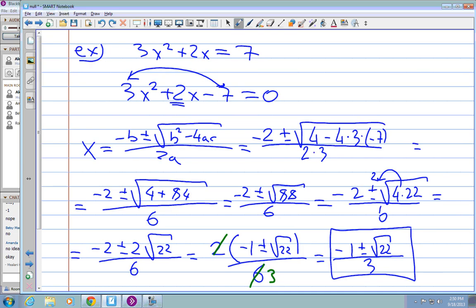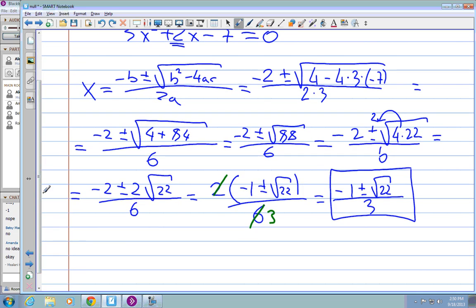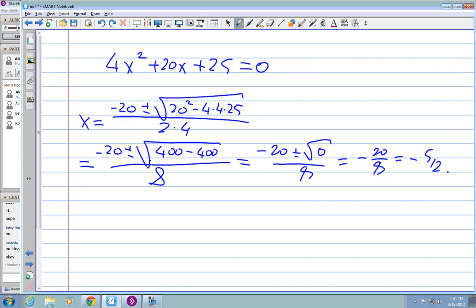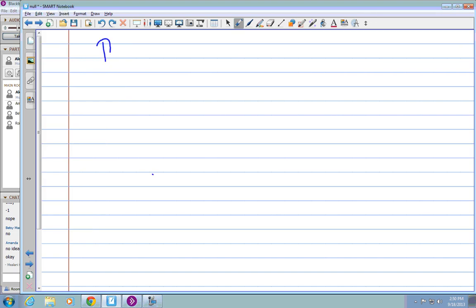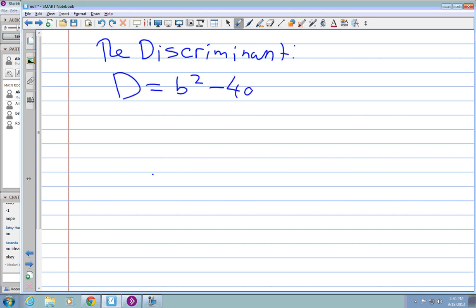You can either get one real solution when you get 0 under the square root. You can get two real solutions if you get a positive number under the square root, like in this example. Or you get no real solutions, when you get a negative under the square root, so you introduce the i and so on. So we have a special name for that expression under the square root. We call it the discriminant. And the discriminant literally equals b squared minus 4ac. It is the expression under the square root.